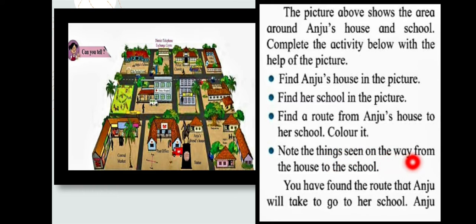Note the things seen on the way from the house to the school. Now you have to note the things which you see, what you see: tree, house, post office. You have to make a note of that. You have found the route that Anju will take to go to her school.